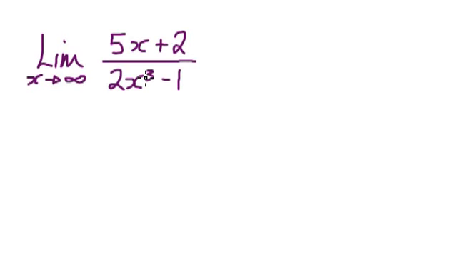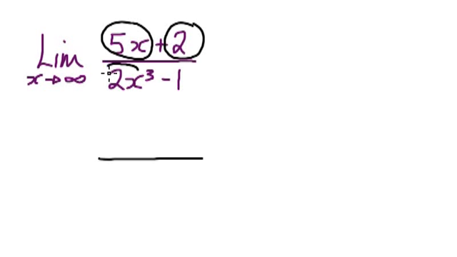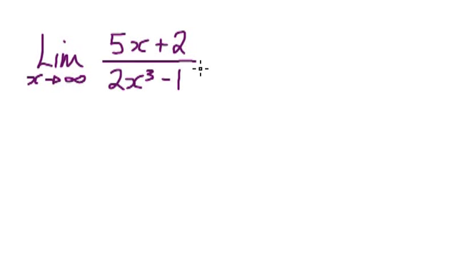Okay, so the trick here, and you haven't been taught this, is to divide everything by x to the power of 3. So looking at this bit here, divide this bit by x to the power of 3, divide this by x to the power of 3, and this by x to the power of 3. Basically, divide everything by x to the power of 3.